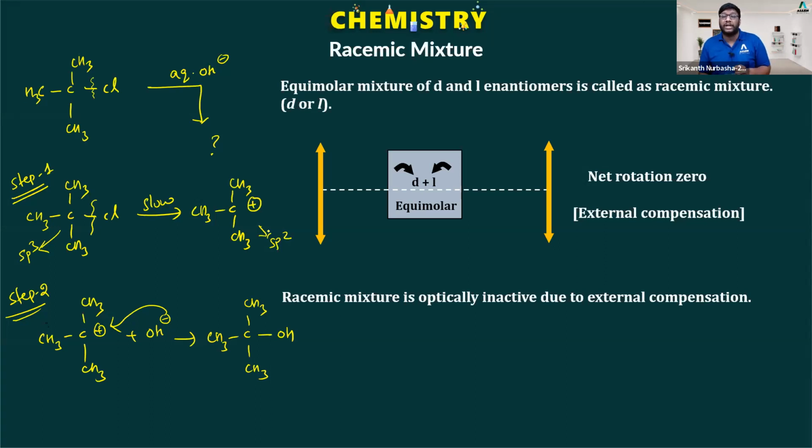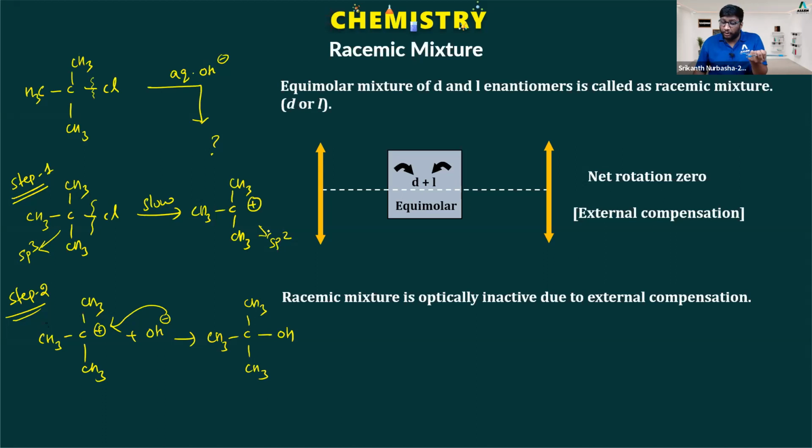sp2 means what? Trigonal planar. Whatever the 3 groups present, they will now lie in a single plane. Understood or not? Like there will be a plane passing through all these 3 groups. Initially, there was a tetrahedral carbon. But in step 1 of the reaction, the carbon chlorine bond has been cleaved. So the groups which are present downward should come in this direction to form a trigonal planar geometry. Now the geometry would be trigonal planar.